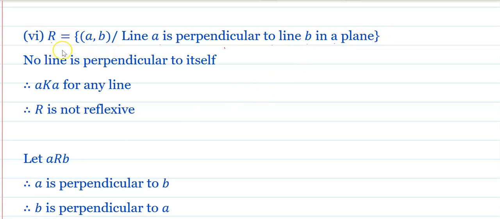Again, I will repeat here. R is a relation (A, B) such that line A is perpendicular to line B in a plane. No line is perpendicular to itself. Therefore, I will write here (A, A) does not belong to R for any line A, so it is not reflexive. No line is perpendicular to itself, therefore this relation is not reflexive.